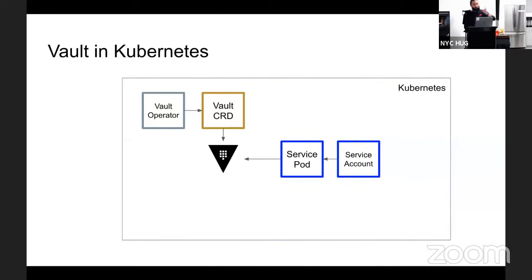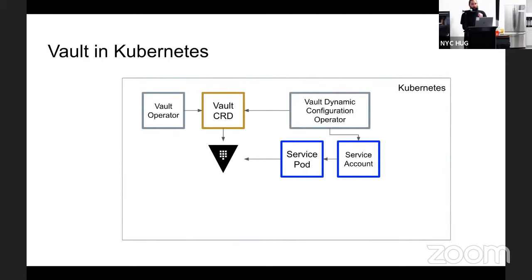So instead of us handcrafting all the Kubernetes manifests for creating the Vault and Vault service accounts and services and everything, we just define one Vault object, and then the operator creates a Vault cluster based on the specs there. And there's more detail in a minute.